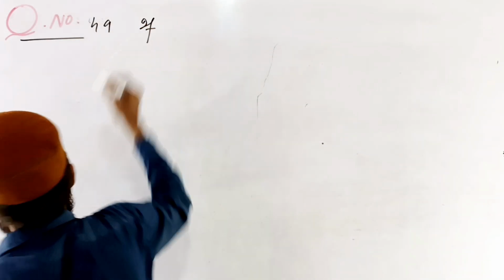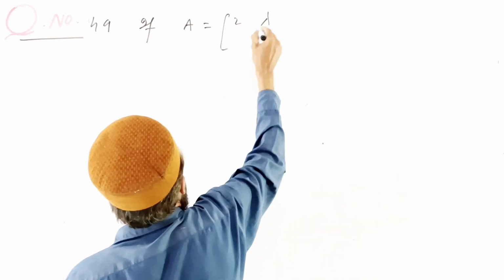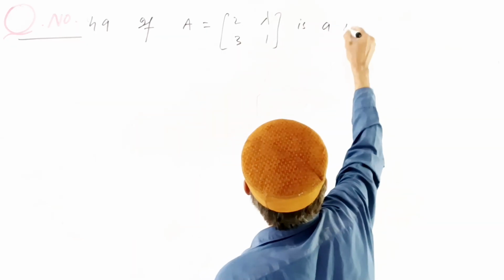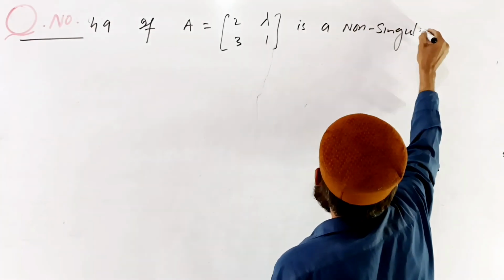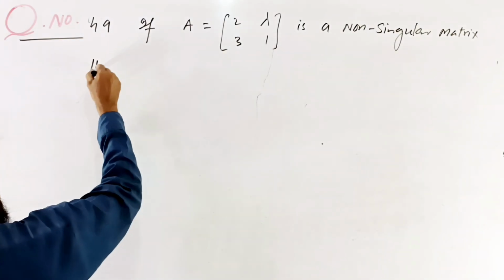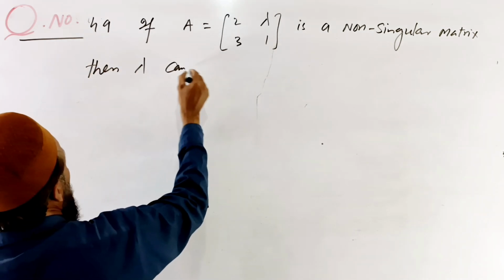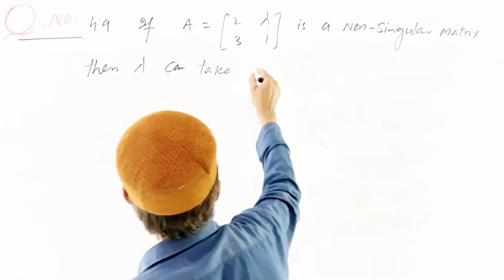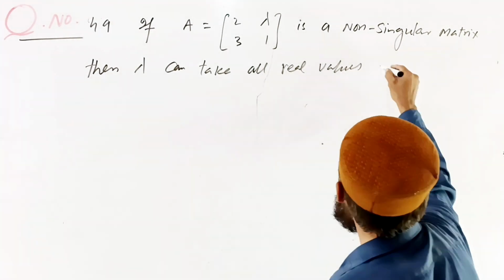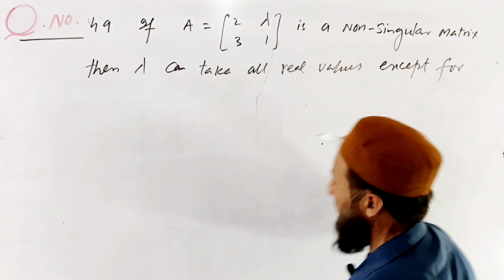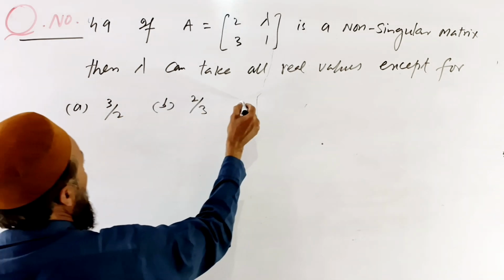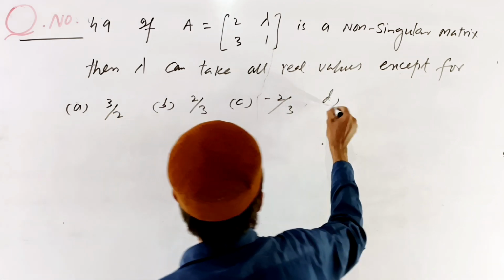For a non-singular matrix with rows 2, lambda and 3, 1, lambda can take all real values except: A 3/2, B 2/3, C -2/3, and D 1/3.